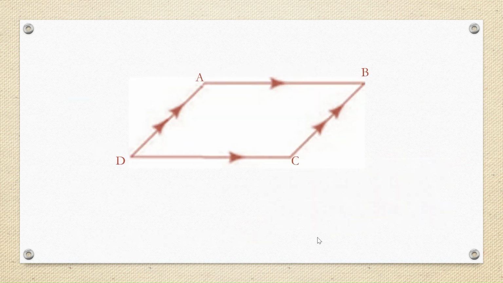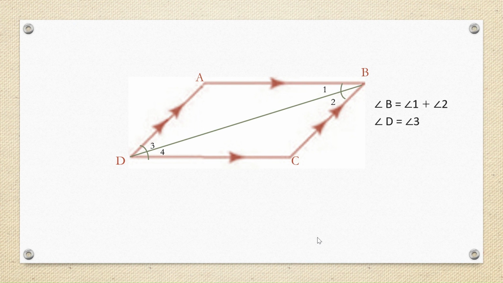Consider any parallelogram ABCD. In this, we can take any diagonal, AC and BD, or the two diagonals that we can draw in this parallelogram. Now let us consider BD, and this diagonal divides angle B into two parts, angle 1 and angle 2. So angle B can be written as angle 1 plus angle 2. Similarly, angle D gets divided into two parts. So angle D is equal to angle 3 plus angle 4.